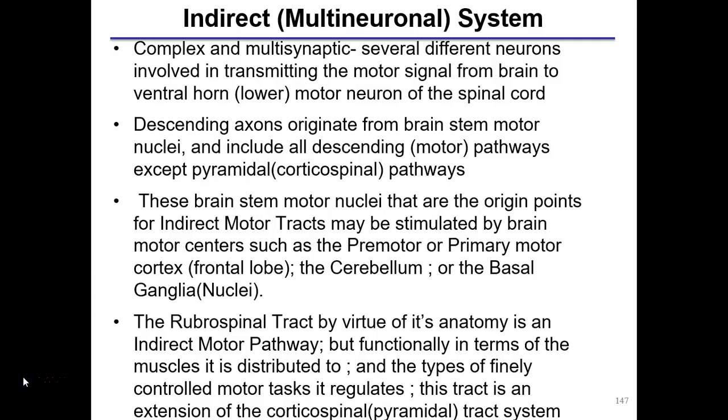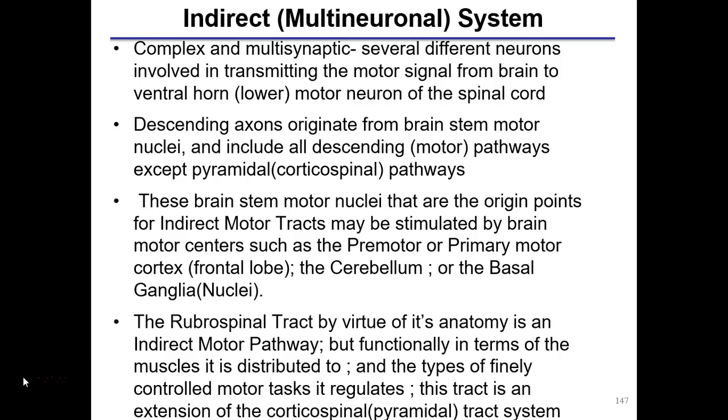So the indirect motor pathways are typically multi-neuronal systems. There will be several different neurons involved in transmitting the motor signal, going from brain to eventually ending on ventral horn or lower motor neurons in the spinal cord. Most of these descending axons emerge from brainstem motor nuclei. These include all of the descending motor pathways except the corticospinal or pyramidal tracts. These brainstem motor nuclei, which are the origin points for these tracts, are activated through the premotor or primary motor cortex, the cerebellum, or in some cases by basal ganglia nuclei.